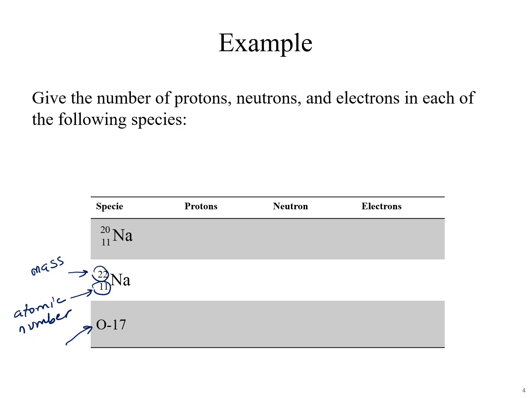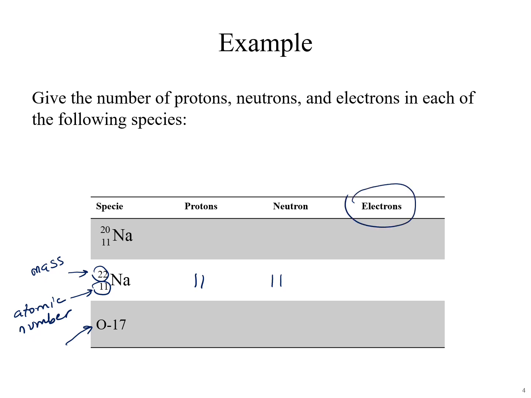So looking at the mass and the atomic number for that isotope of sodium that is listed there, the number of protons is given by the atomic number, so that will be 11. And then we have that the number of neutrons is the mass minus the number of protons or the atomic number. Since the mass is 22 and the atomic number is 11, 22 minus 11 is going to give you 11 neutrons. And then the number of electrons.